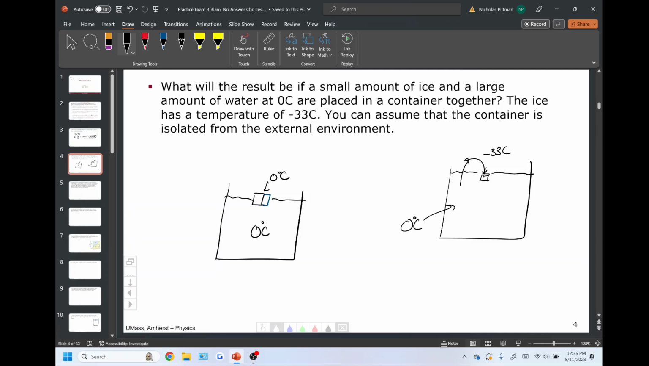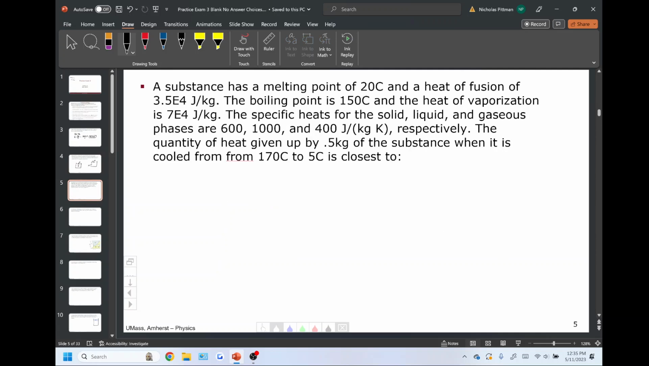Okay, this is a little bit of a mind bender question, but it is worth understanding. Okay, there's a lot of words on this slide. A substance's melting points, boiling points, and specific heats are given. And we're bringing an object from one temperature to another. So it's going to freeze and have some specific heats going on. So let's sort of draw a picture of what's going on.